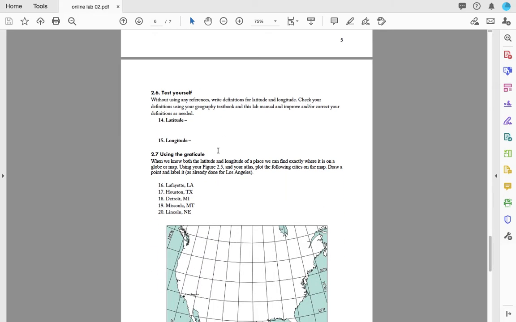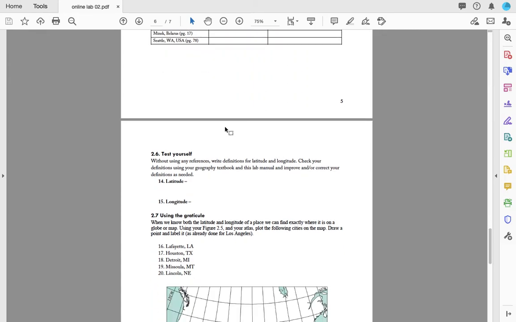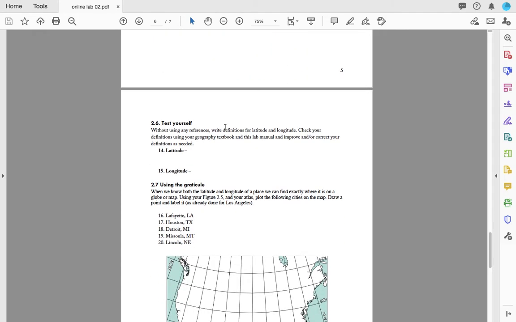And then as you scroll down, this 2.6, test yourself. Try to put a definition for latitude and a definition for longitude in your own words right here. And with all of this stuff, look, it's not going to be that hard for you guys to cheat. You could just look it up. You could Google stuff. Same thing with all this stuff right here. I can't stop you guys from just looking stuff up and not really trying.